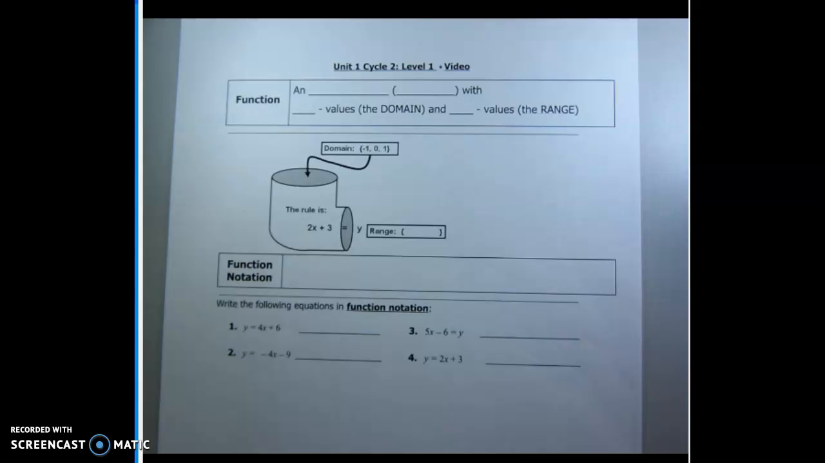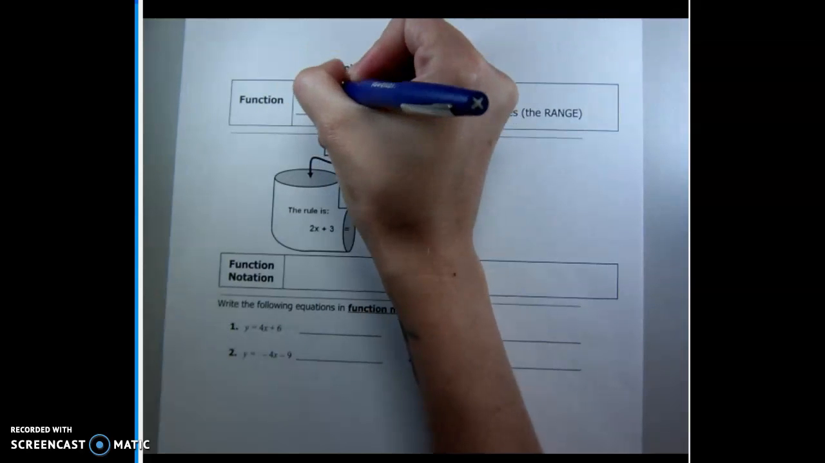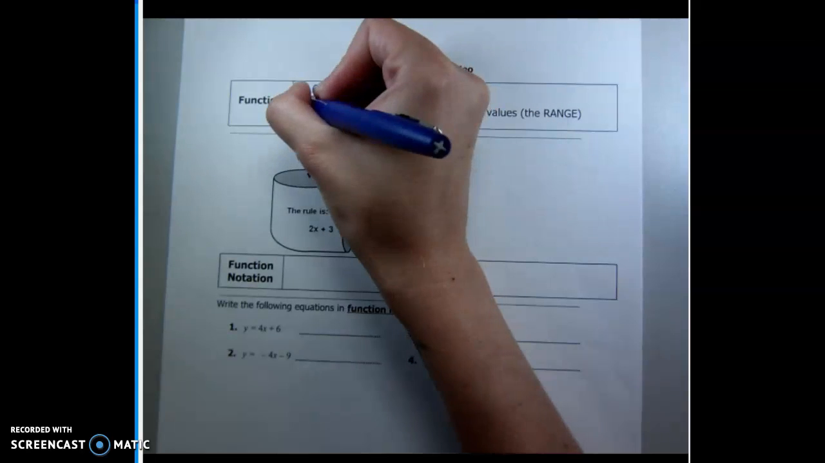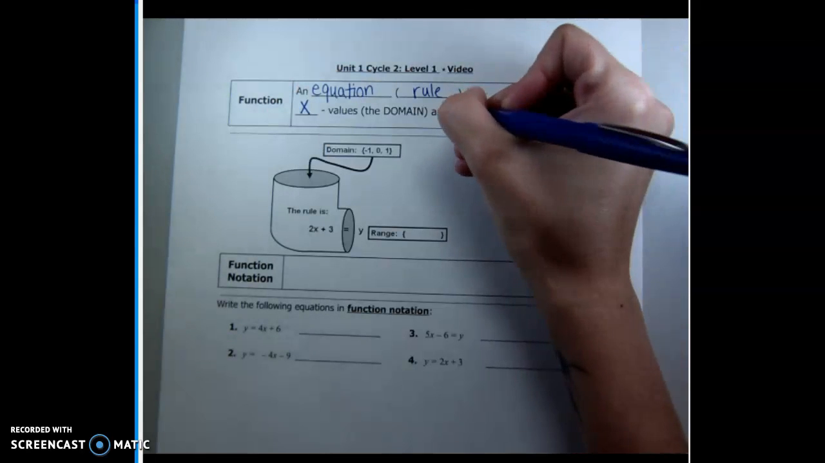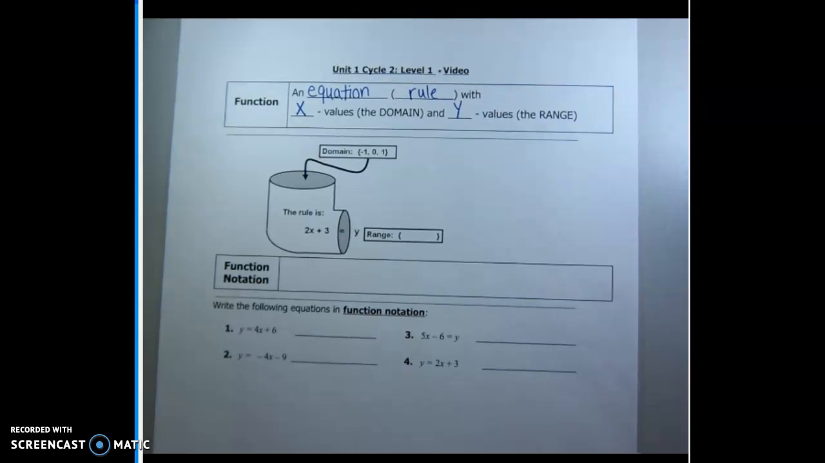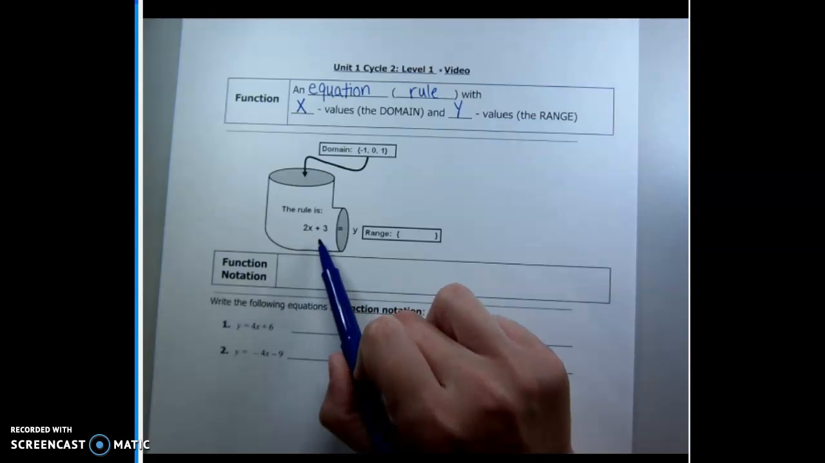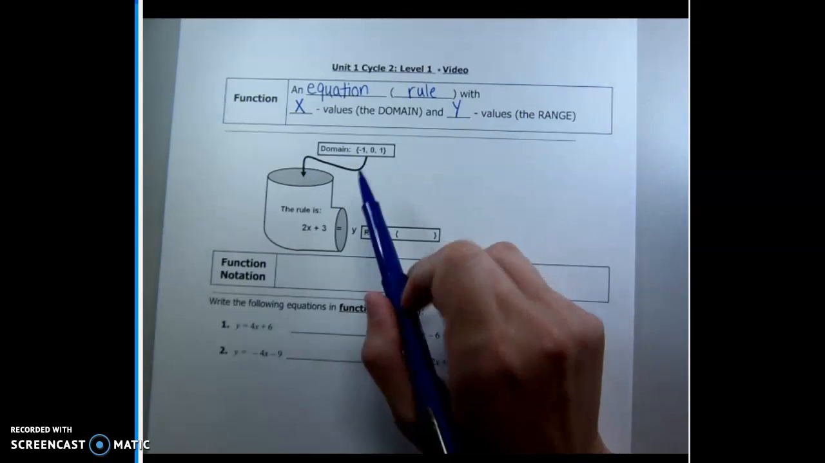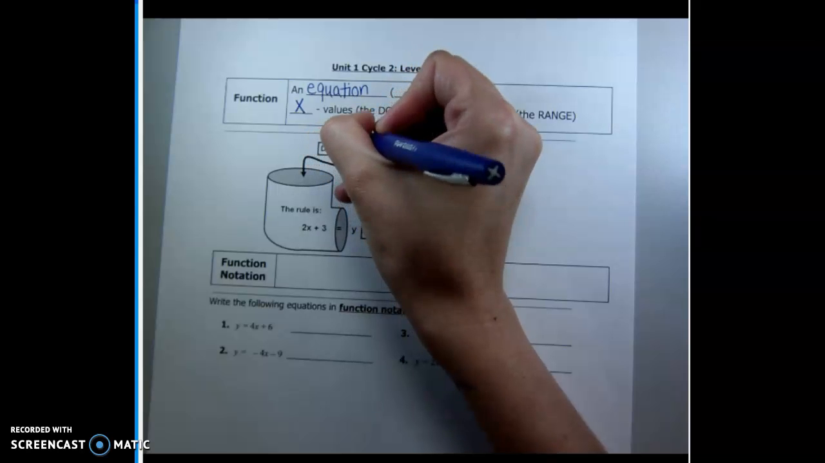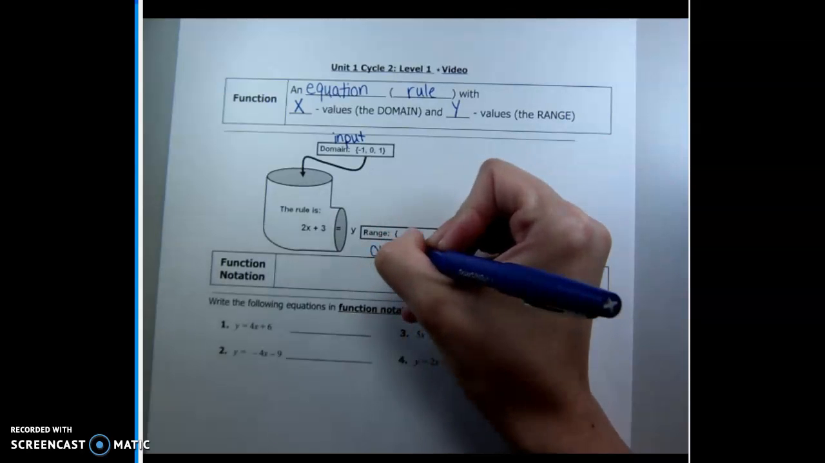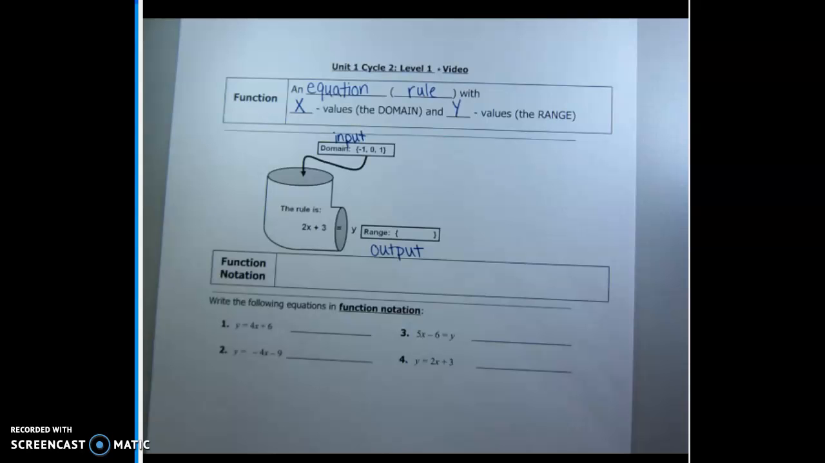So a function is an equation or a rule with x values and y values. The x values are always the domain and the y values are always the range. So in our grand little input-output machine, this is the function, it's the rule. It's giving us our domain, which we call the input. And then it's going to come out as the output. And that's what we call the range.